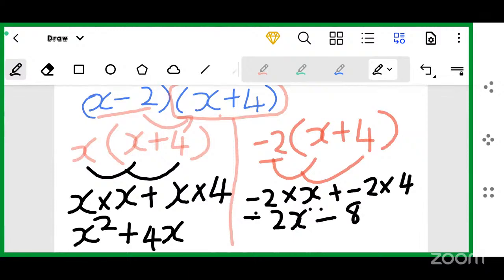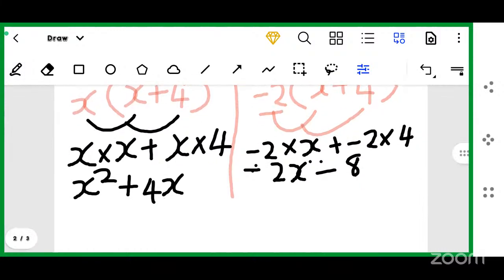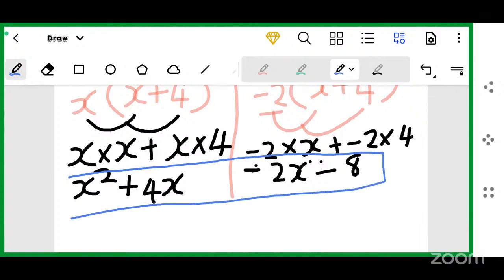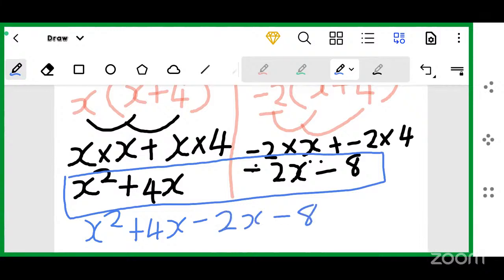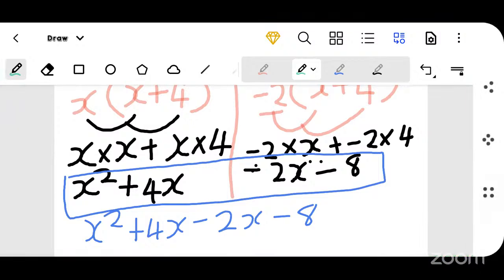negative 8. So now we are merging these together, so we're going to have all this in one thing. What you're going to have is x squared plus 4x minus 2x minus 8. Do you see any twins there? Are there any like terms? Yes, ma'am. Which ones do you think are twins?